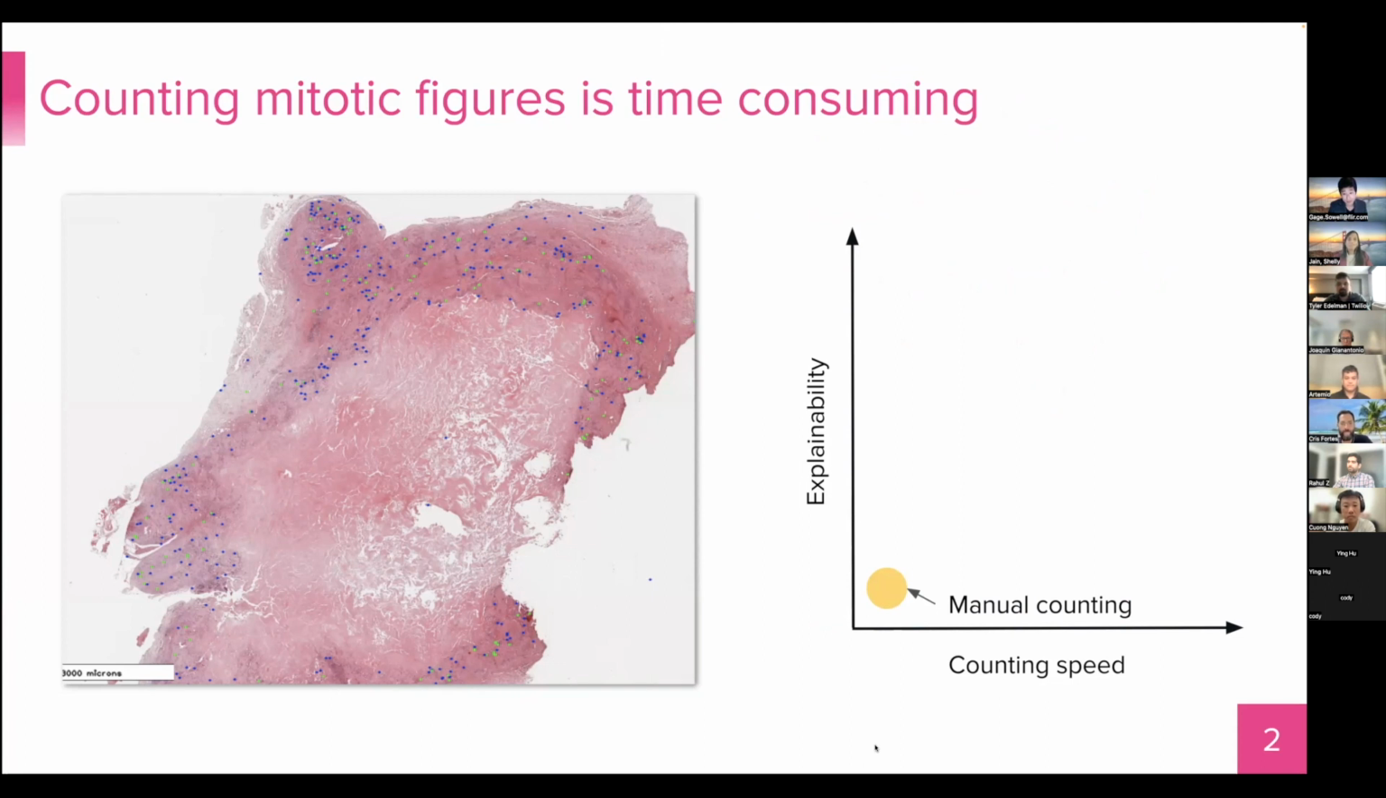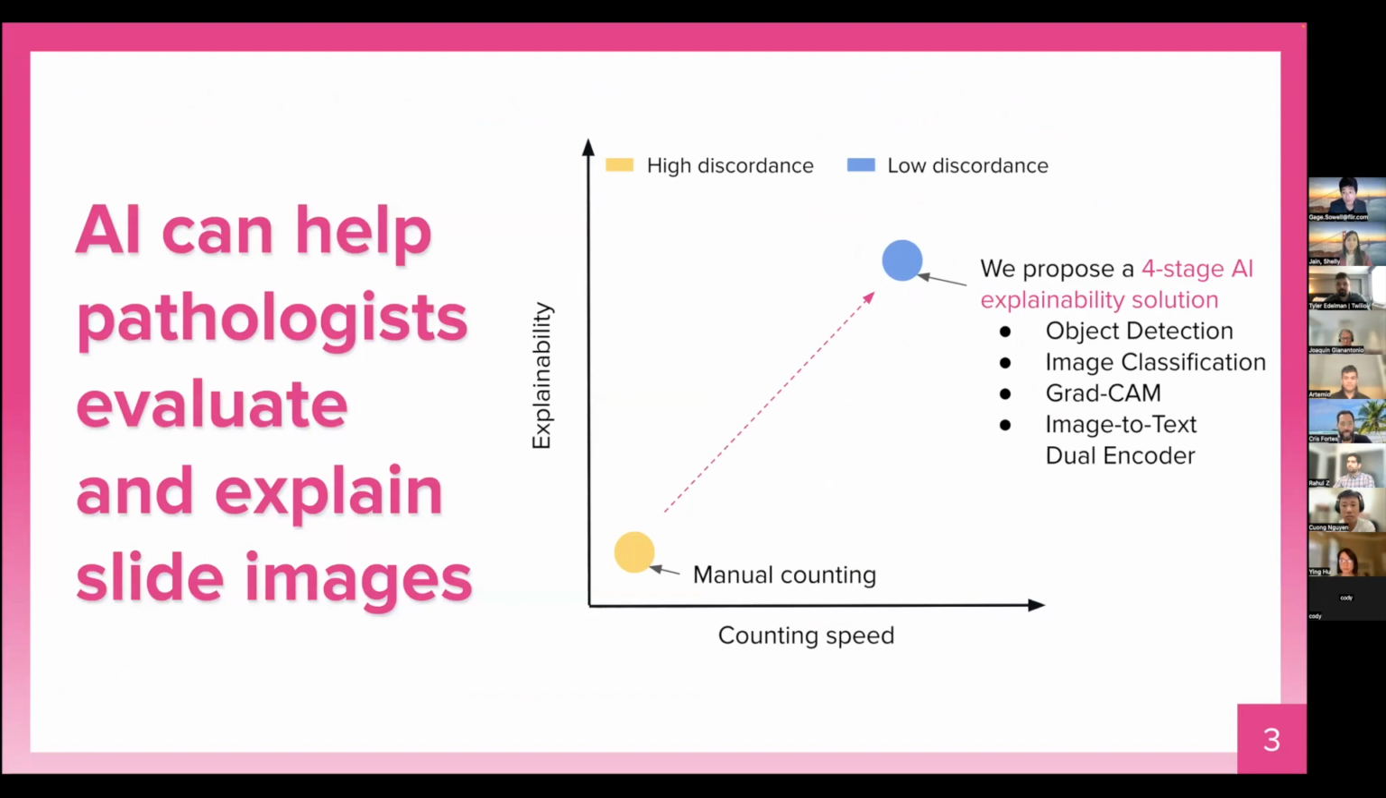It's a four-stage solution where the input is a whole slide image. It first tries to find out the areas where it detects mitotic figures. It then takes those figures and actually classifies them as mitotic or non-mitotic. The last two stages of the product are related to explainability features. I'm going to hand over to Gage, who will take you through the next steps.